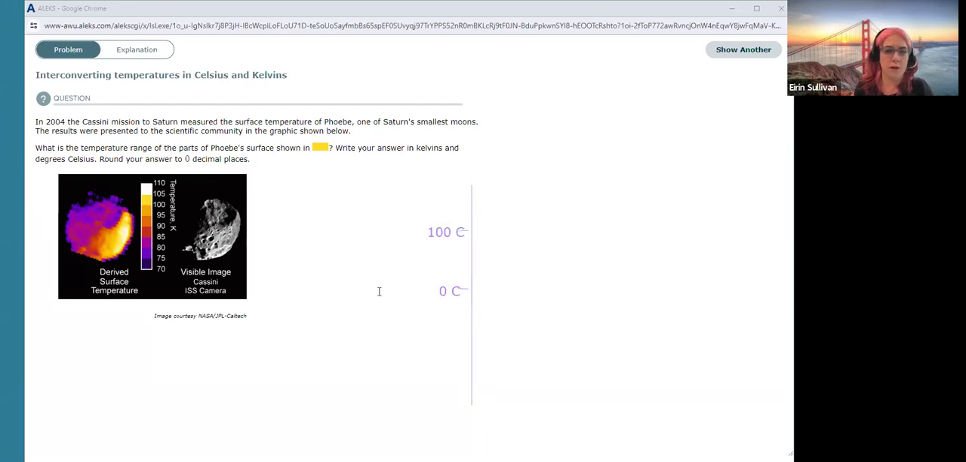We know that we can cool matter down until we get to a temperature of minus 273.15 Celsius, and that is what's called absolute zero.